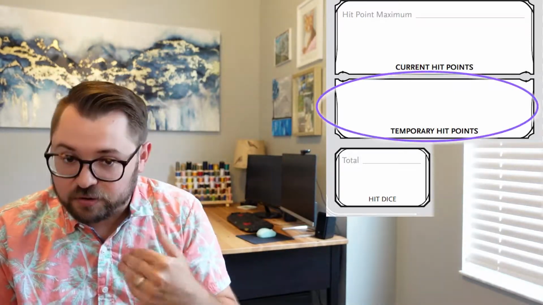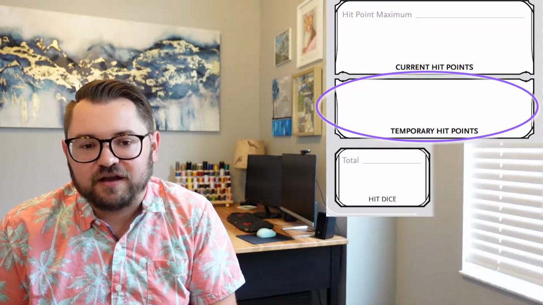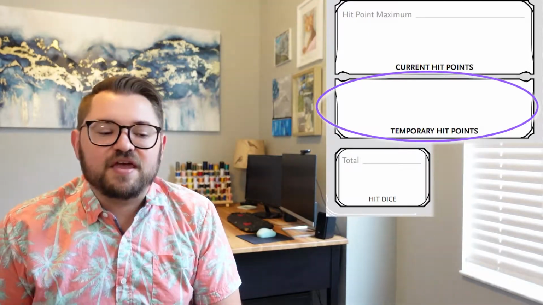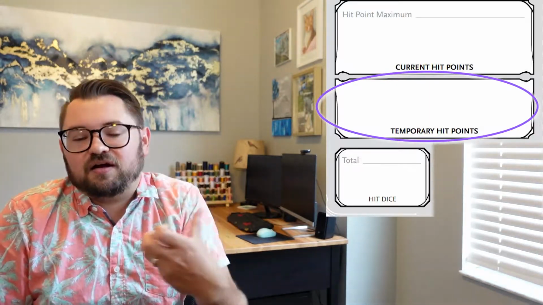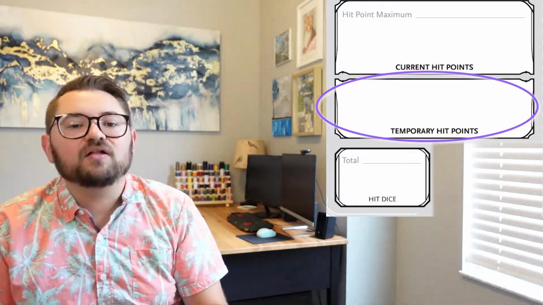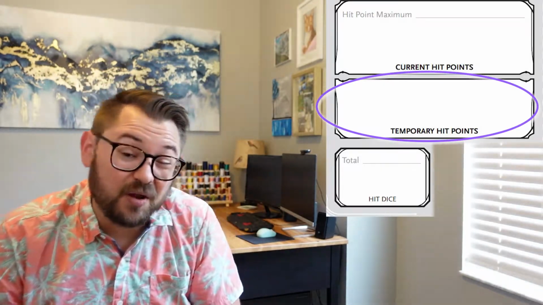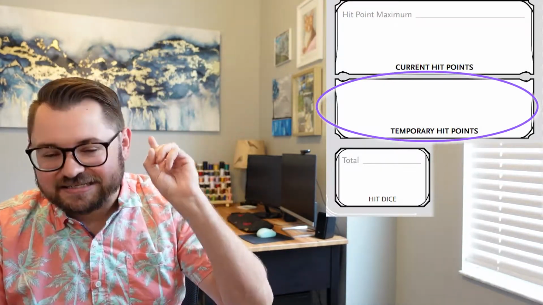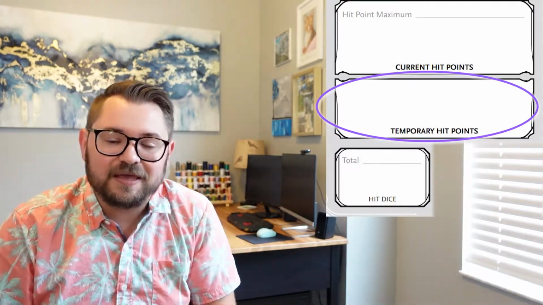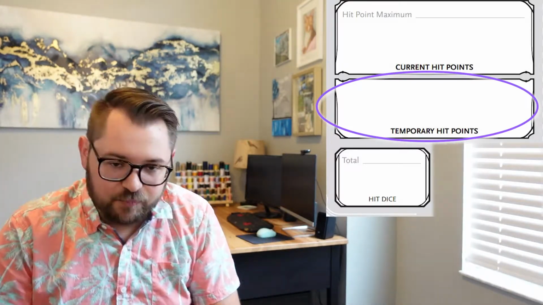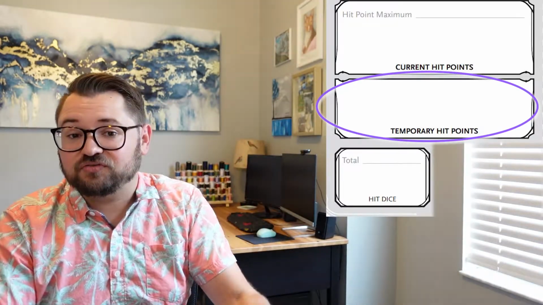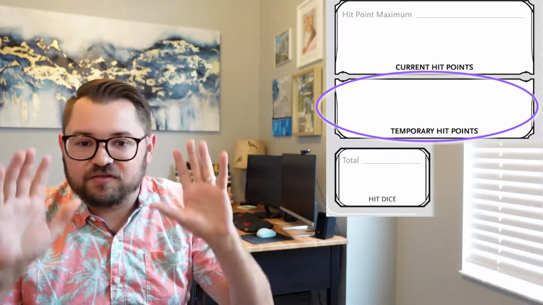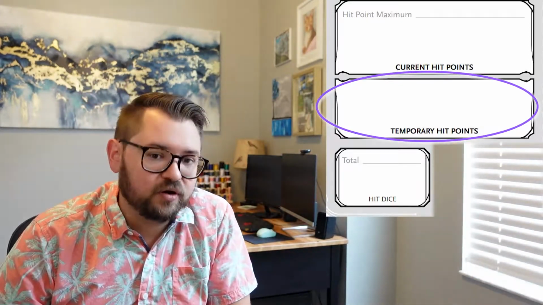Now, there is also a category on the character sheet for temporary hit points. Temporary hit points are best considered as a buffer for your HP. They let you go above your maximum HP, but they are generally given to you by a spell or an effect of some kind. There are 2 things to keep in mind when it comes to temporary hit points. They cannot stabilize you if you are at 0 HP. And you cannot stack temporary hit points on top of one another. So if you have 5 and then someone else gives you 10, you don't have 15, you just have 10 temporary hit points. So those are the 2 things to keep in mind when it comes to temporary HP.